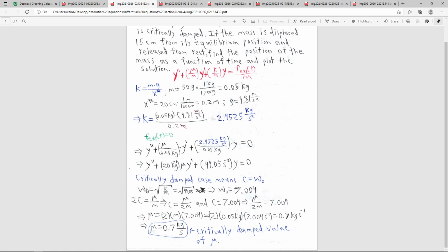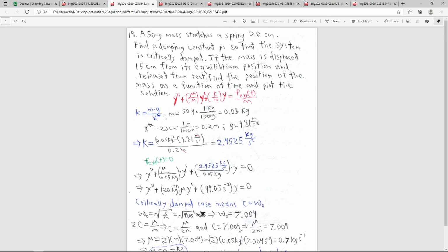Oh yeah, omega is the W symbol. I hope I specified earlier, but yeah, it's a lowercase omega. So 2 times C is equal to mu divided by m. So C equals mu divided by 2m. And C also equals omega naught, which is 7.004. Plug that all in. We eventually get mu equal to 0.7, rounding a little bit, kilograms per second. So mu is equal to 0.7 kilograms per second. That's our critically damped value of mu.